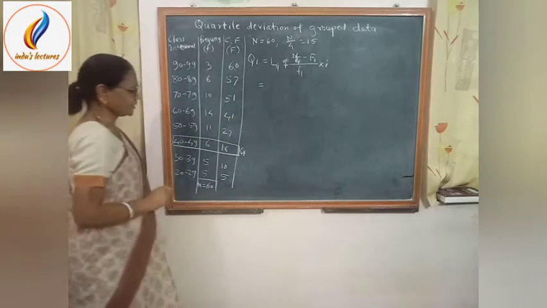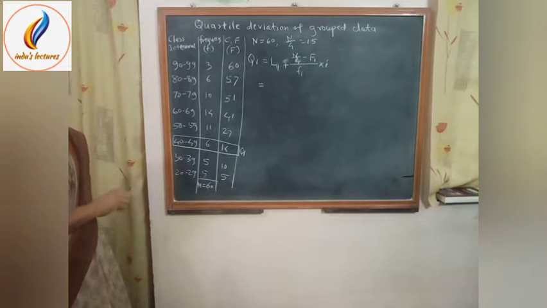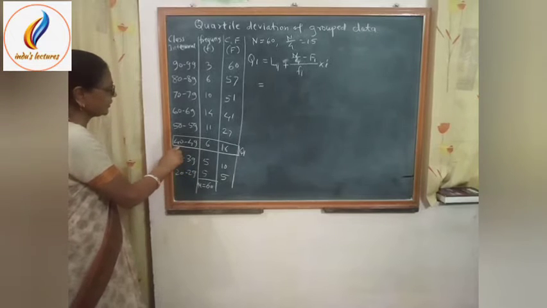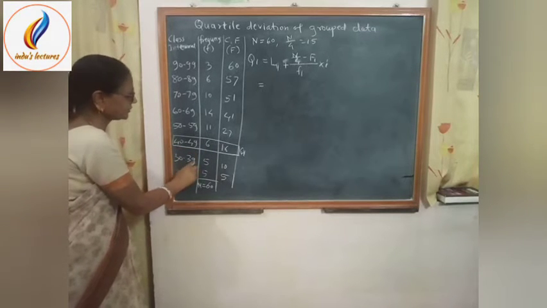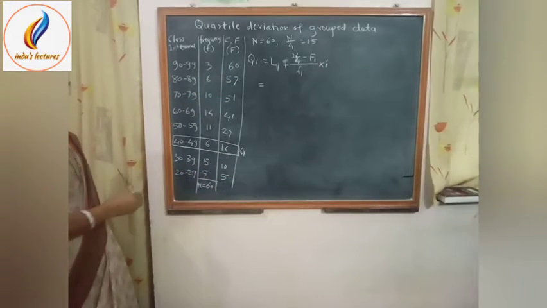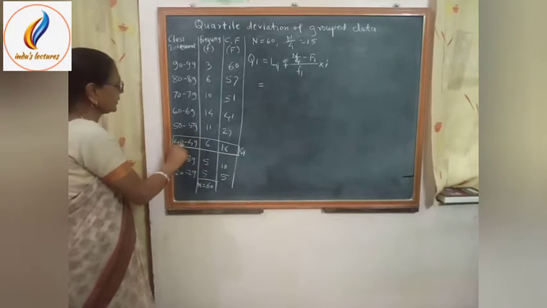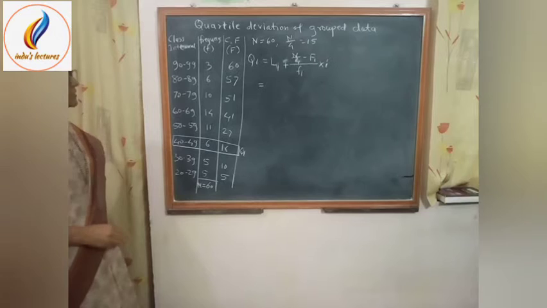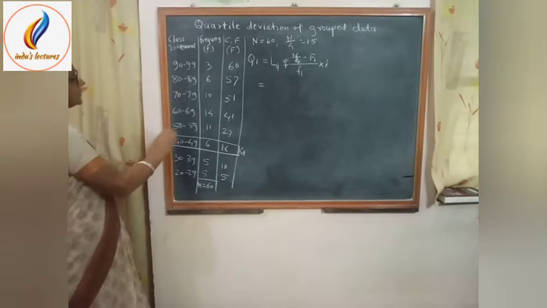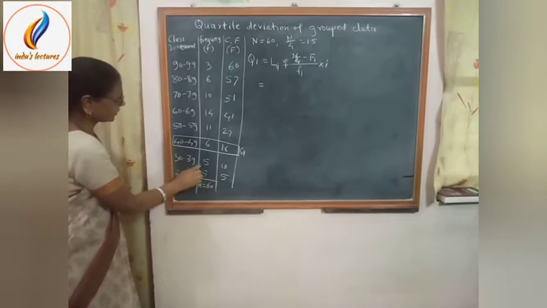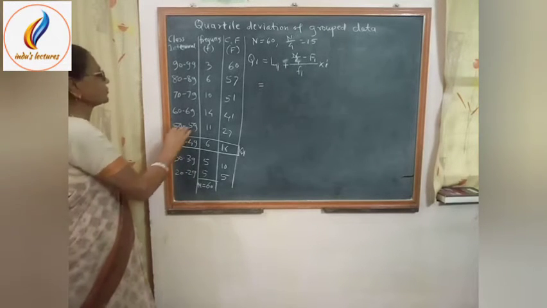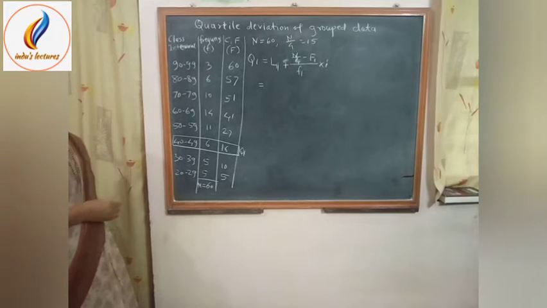Now capital F1 is the cumulative frequency of the class below Q1 class. 30 to 39 is the class below Q1 class 40 to 49 and its cumulative frequency is 10. So capital F1 is equal to 10. And small f1 is the frequency of first quartile class interval, that means it is 6, and the length of each class interval is 10, because each interval, 30 to 39, contains 10 scores. 50 to 59 also contains 10 scores, so length of each class interval is 10.